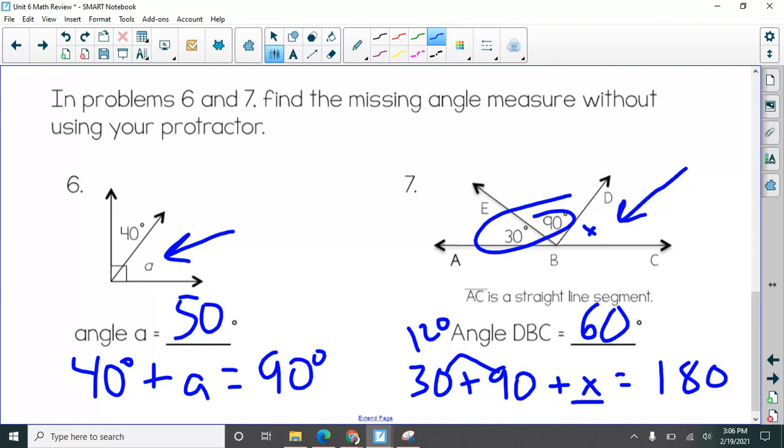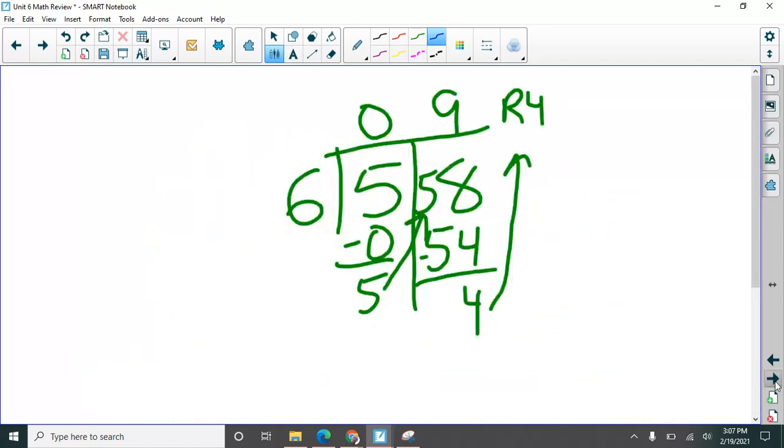Well, does this look like a 60-degree angle? Sure does, right? It's acute. It's not real small though, right? It's on its way to being 90 degrees. But that's a good way to check and kind of monitor your own thinking there. All right, where are we at now?